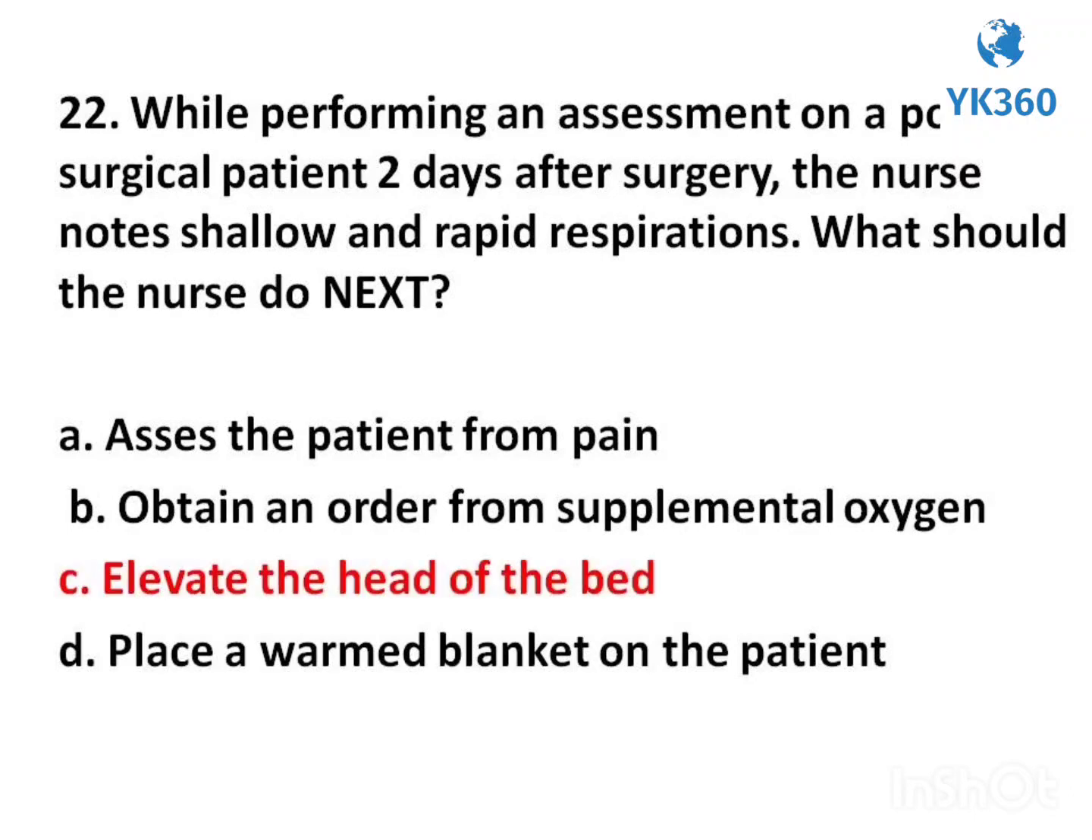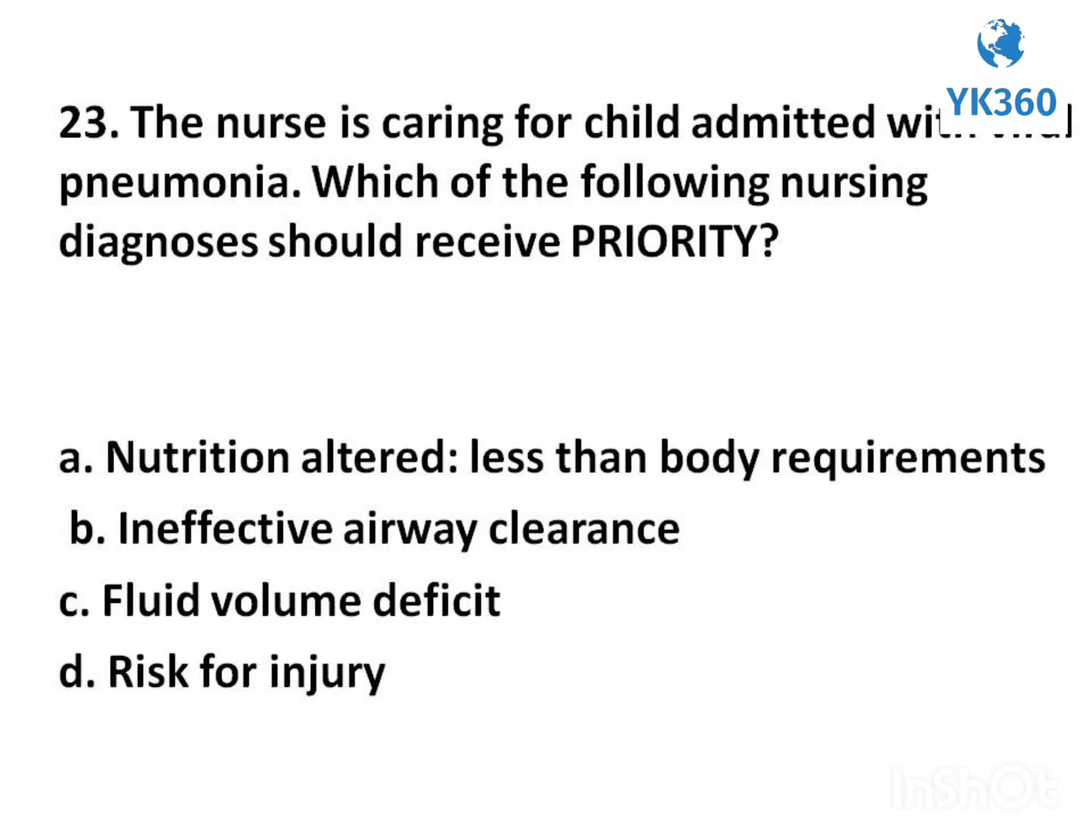Question number 23. The nurse is caring for a child admitted with viral pneumonia. Which of the following nursing diagnoses should receive priority? The options are A. Nutrition altered, less than body requirements. B. Ineffective airway clearance. C. Fluid volume deficit. D. Risk for injury. Answer is option B. Ineffective airway clearance.